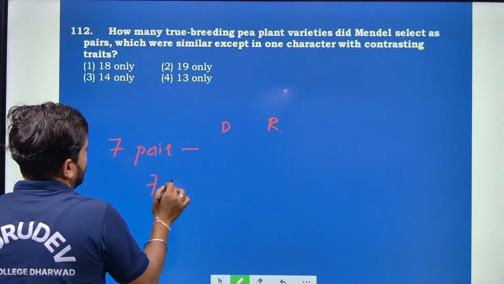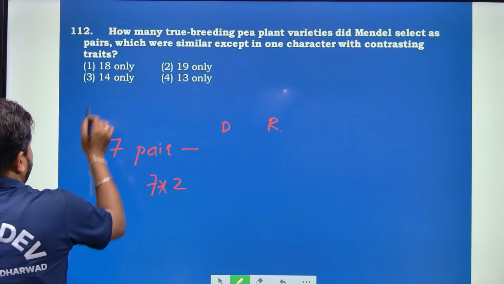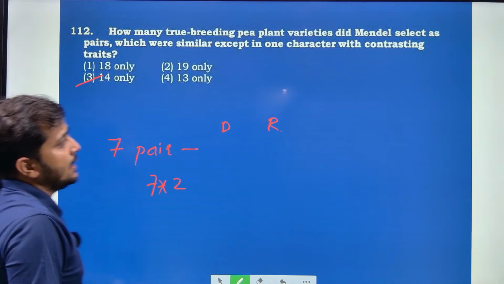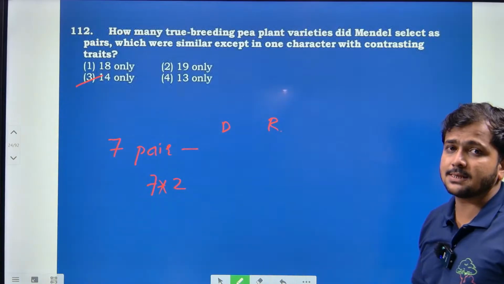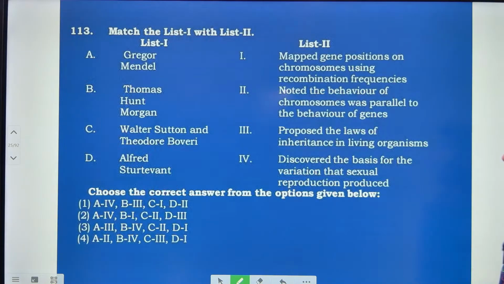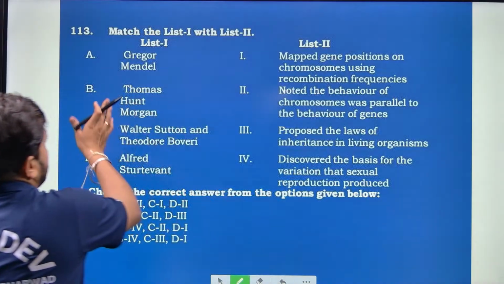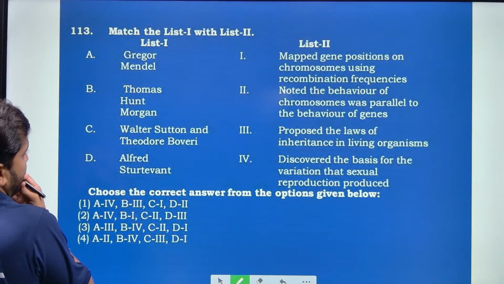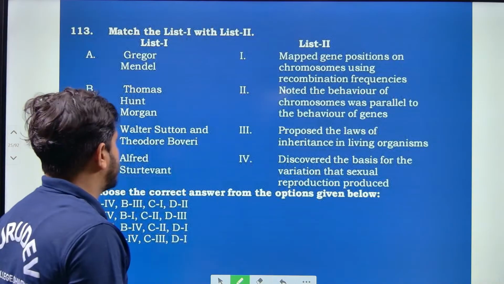So 7 into 2, if it is, then definitely I am going to get 14 only, right? 14 totally, the pea plant Mendel had selected, because he had chosen 7 pairs of contrasting characters. So here match the column with respect to list 1 and list 2, right? We have to see which scientist performed what.